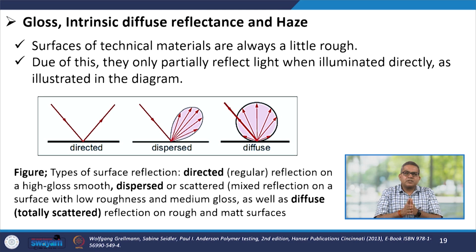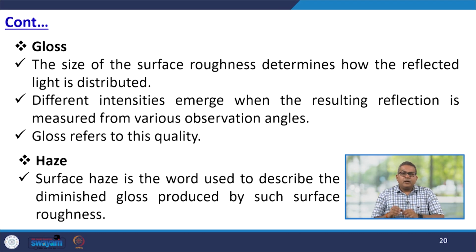Let's talk about gloss, intrinsic haze, diffuse reflectance, and haze. The surfaces of technical materials are always a little rough, and due to this, they only partially reflect light when illuminated directly, as illustrated in this particular diagram. Here you see the directed one, the dispersed one, and the diffused one. The size of the surface roughness determines how the reflected light is distributed. Different intensities emerge when the resulting reflection is measured from various observation angles, and gloss refers to this particular quality. Surface haze is the word used to describe the diminished gloss produced by such surface roughness.